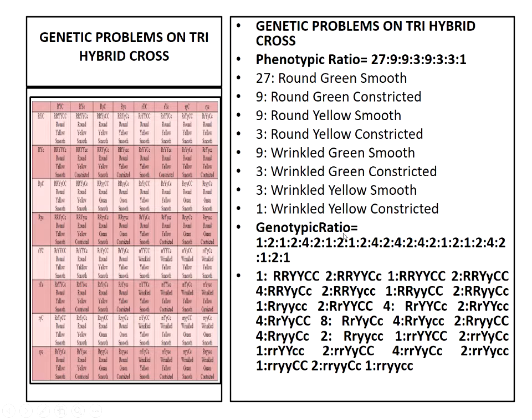1:2:1:2:4:2:1:2:1:2:4:2:4:2:4:2:1:2:1:2:4:2:4:2:2:1. So this is the genotypic ratio. So 1 capital R capital Y capital C, like that. 2 capital R capital R, capital Y capital Y, capital C and small c. Like this, the genotypic ratio will be shown in the present cross. So this is about the genotypic and phenotypic ratios of trihybrid cross.